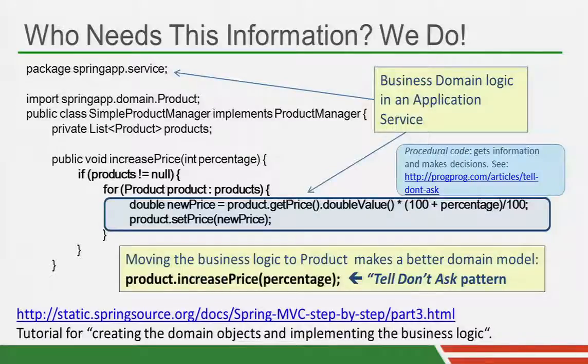There's another pattern called the tell, don't ask pattern, and that's to move the business logic into the product itself, and then just dispatch the percentage into the product, and let the product increase the price. In case you're interested, by the way, you can find this original work in a book by Alex Sharp. It's called Smalltalk by Example. You can actually download the book today.